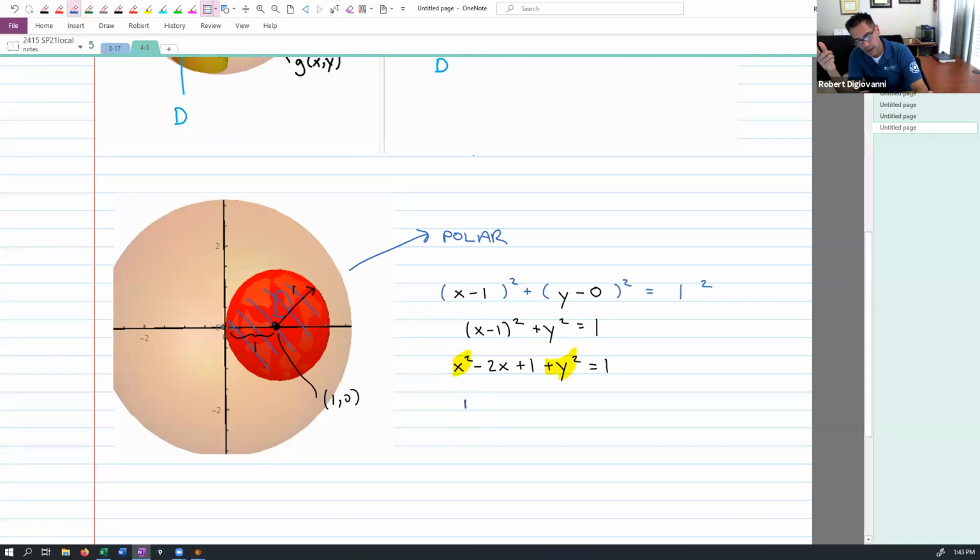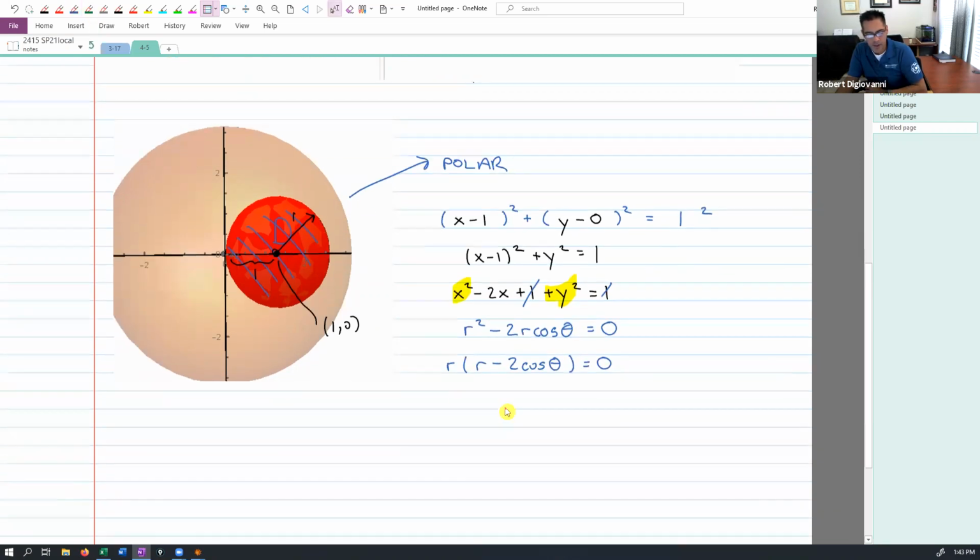So here I go to polar. That's r squared in yellow. Minus 2. Now x gets converted over by turning into r cosine theta. And then the 1s are gone. So equals 0. Everyone understand where that came from? I'm going to factor an r out. And I'm going to set each of these equal to 0. I get r is 0. And r is 2 cosine theta.